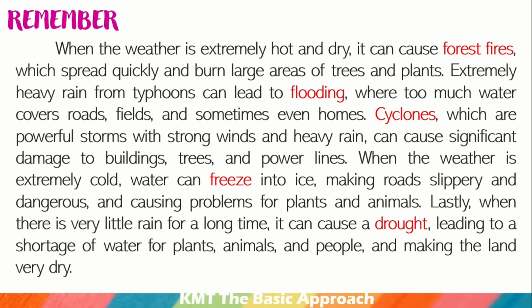Cyclones, which are powerful storms with strong winds and heavy rain, can cause significant damage to buildings, trees, and power lines. When the weather is extremely cold, water can freeze into ice, making roads slippery and dangerous, and causing problems for plants and animals. Lastly, when there is a little rain for a long time, it can cause a drought, leading to a shortage of water for plants, animals, and people, and making the land very dry.